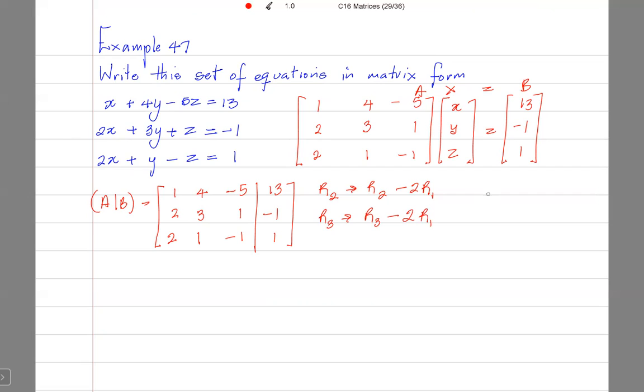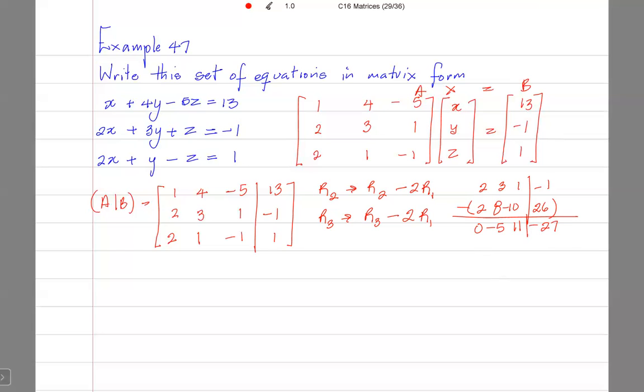So row 2 is 4, 3, 1, minus 1, and 2 times row 1 is 2, 8, minus 10, 26. And we are subtracting, giving 0, minus 5, 11, minus 27.